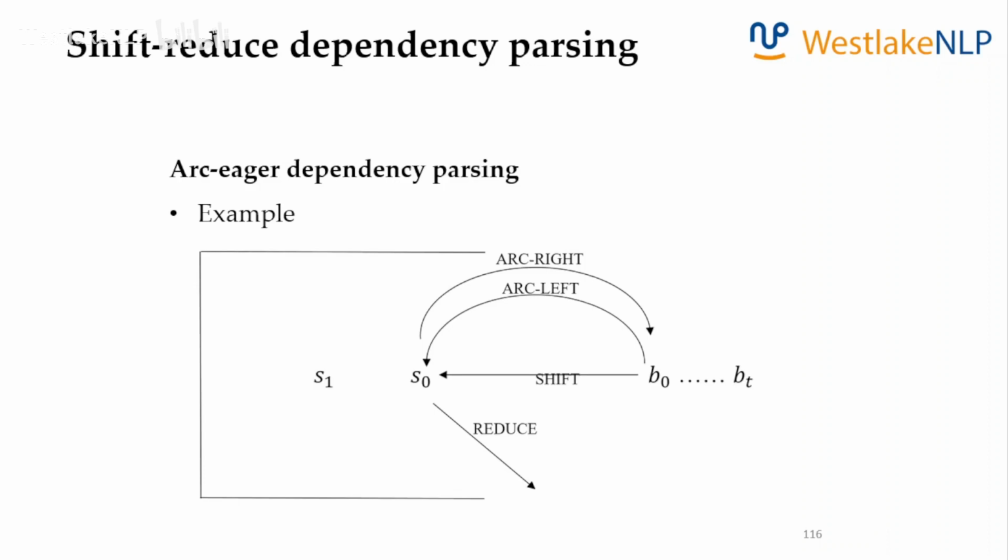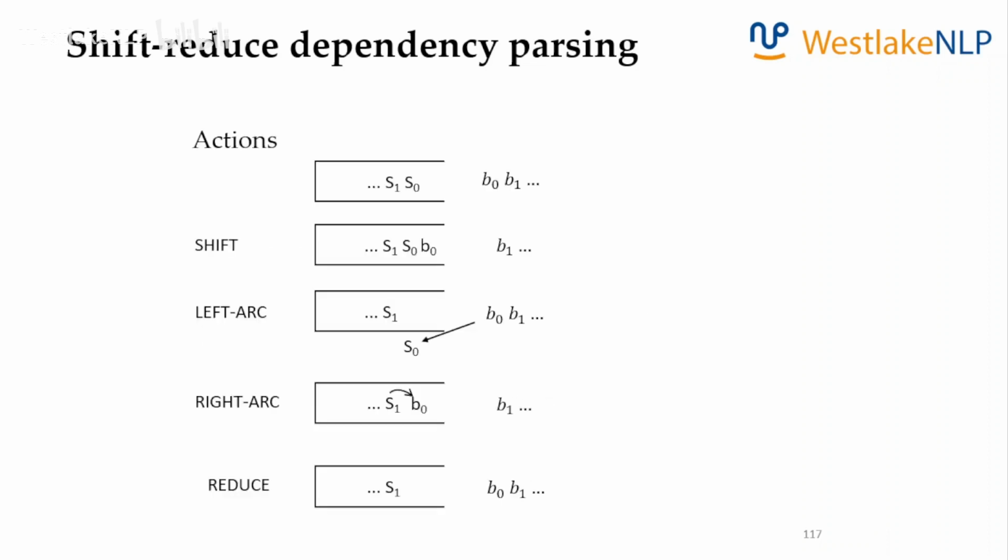Shift will move the front of the buffer onto the stack. Left arc will remove the top of stack and make it dependent on the front of the buffer. Right arc will shift the front of buffer onto the stack and make it dependent on the top of the stack. Reduce will remove the top of stack. Exactly as you realize, this arc-eager parser is the parser I illustrated in the beginning of the lecture.